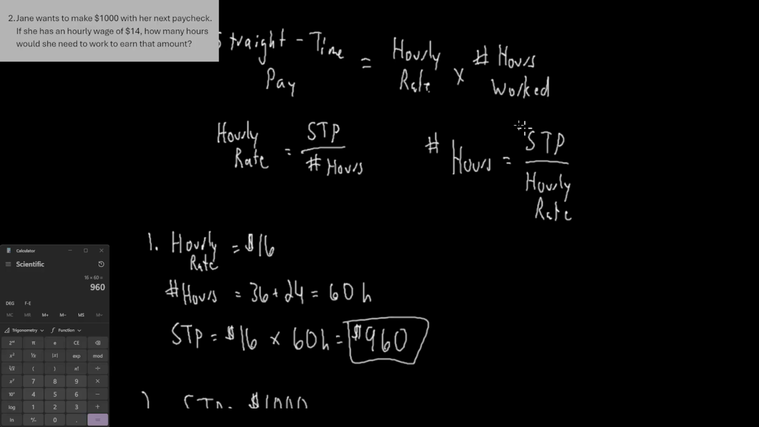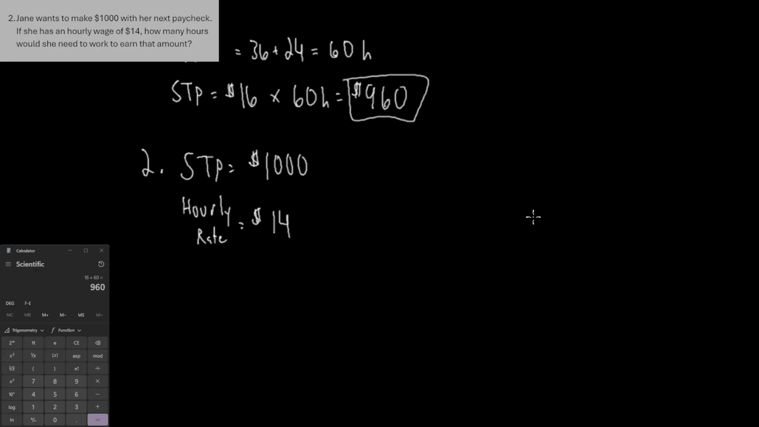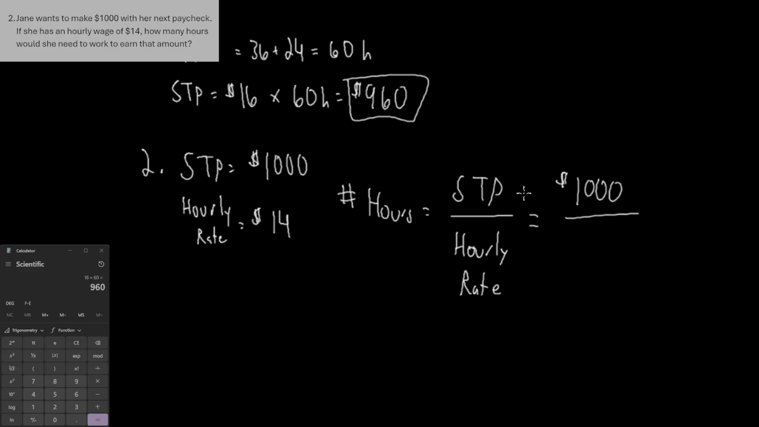So if we come up here, they're looking for the number of hours. So number of hours is equal to the straight time pay divided by the hourly rate. I'm even going to write that down here. So the number of hours is equal to the straight time pay divided by the hourly rate. At this point, we just need to plug in what we know. The straight time pay is $1,000. So $1,000 goes there. That's being divided by the hourly rate, which we said was $14 an hour.